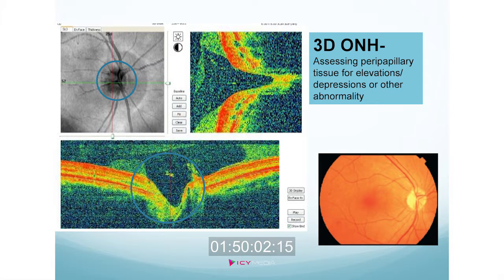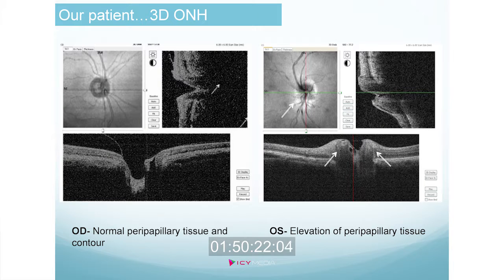Okay, and in a normal nerve, you should see that U-shaped pit or contour that you see on these scans. That is what you find in a normal nerve. What happens now in a patient that has disc edema? What's going to happen to that peripapillary tissue? So here's our patient, okay? If you recall, her right eye wasn't affected. The right eye, the field was normal. And when you look at the OCT scan, you can clearly see normal peripapillary tissue. You can see the rim, that U-shaped contour is present and normal.